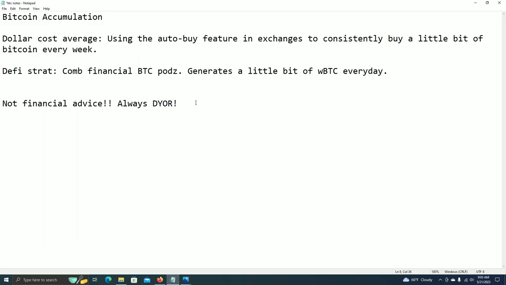But yeah, that's my strategy. Nothing too crazy, pretty straightforward. I think what I plan on doing is if the bull market comes around, I'm probably going to sell most of my Bitcoin holdings to lock in some profit. But I'm just going to keep doing this to accumulate more Bitcoin.